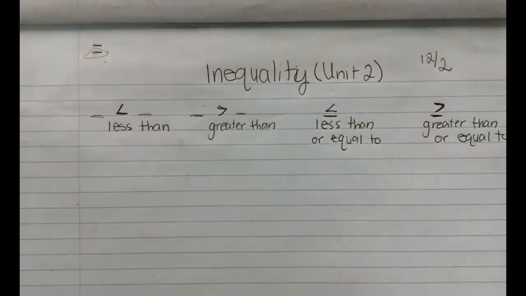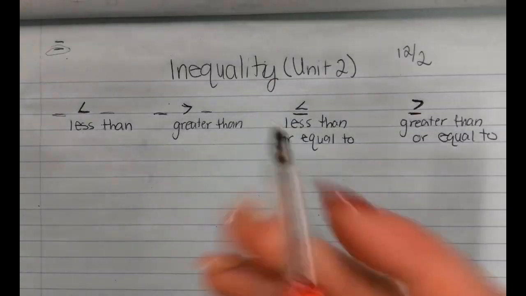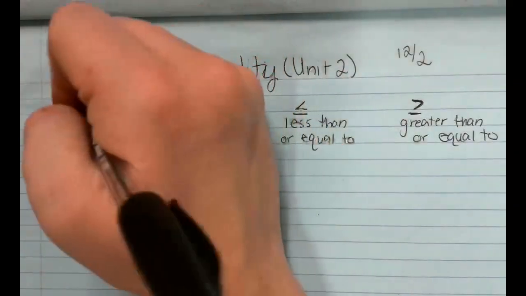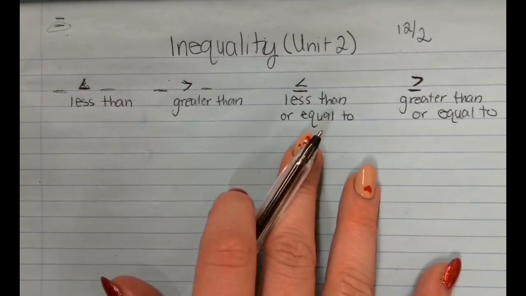A lot of times in elementary school, you'll hear these as alligator signs, so they're going to eat the bigger number. That kind of helps you realize what side the bigger number is going to be on. They think of these things like little mouths, and they can eat the bigger number. And if that helps you remember, go ahead and use that.